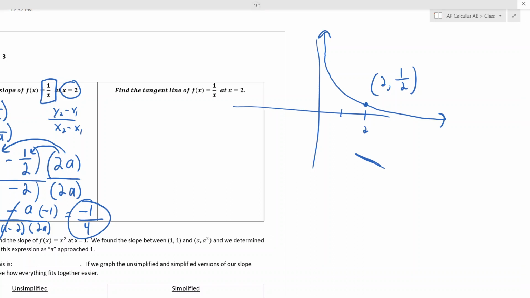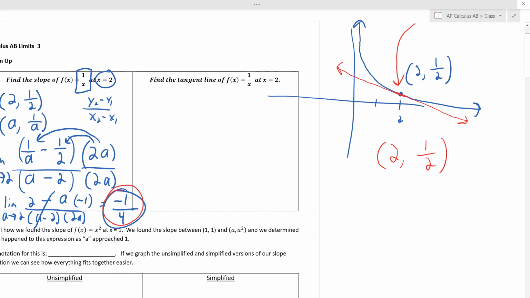So let me change colors here to make this a little bit easier to see. If you zoomed in on that, it would look like that little red dash. Okay, but if you extend that as a line, you see this thing happening. So that is the equation that we're looking for, the line that thing looks like. But here's what we know. We know it has to go through the point 2, 1/2, and it has to have the slope of the function right there. Well, the slope of that function at 2 was negative 1/4. We already found that. So we need a line that has a slope of negative 1/4 but goes through this point.